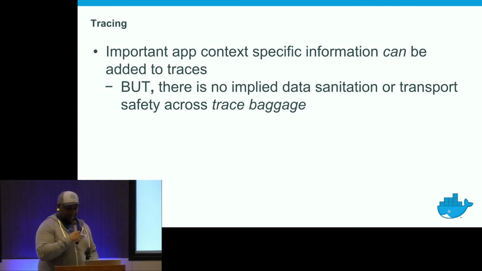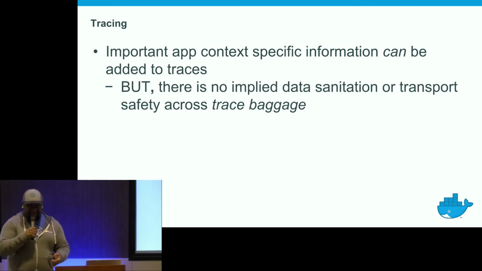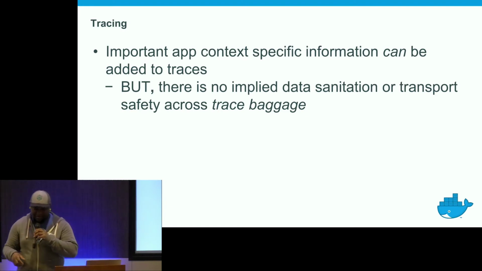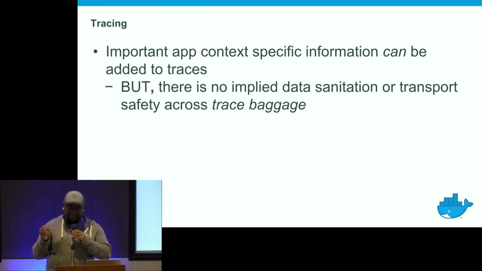The last bullet point about tracing: application-specific context information can be added to traces. This is called baggage. This baggage travels between each hop, ish. The actual implementation of that is a little bit different. But there's no data sanitization or transport safety across trace baggage. Passing information across in that trace baggage, it's unencrypted, it's in plain text, it's not for more sensitive data.